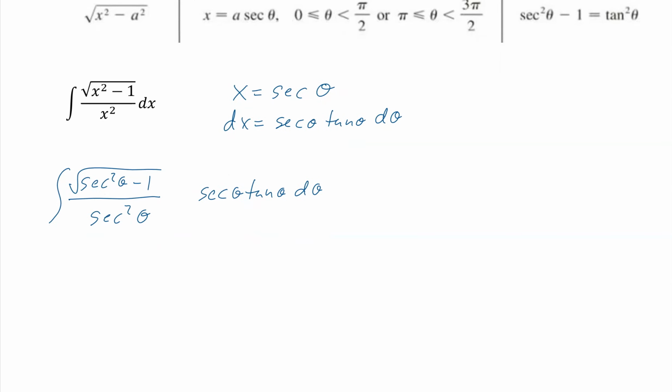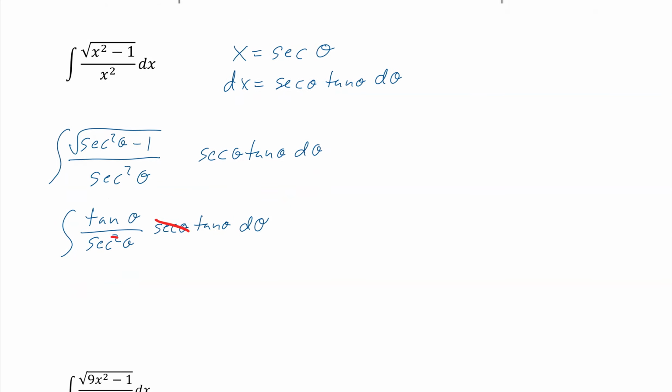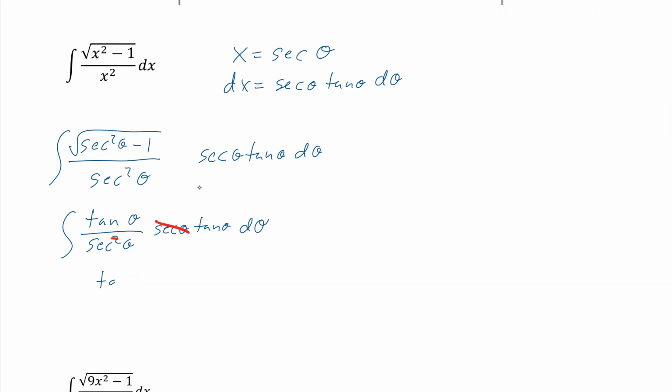So again, the whole point of this was to get rid of that radical. And so we can do that same thing we did before. So secant squared theta minus 1 is tangent squared theta, which means this would just be tangent theta. So now we do some simplifying, and that secant cancels there. So we end up with tangent squared theta over secant theta.